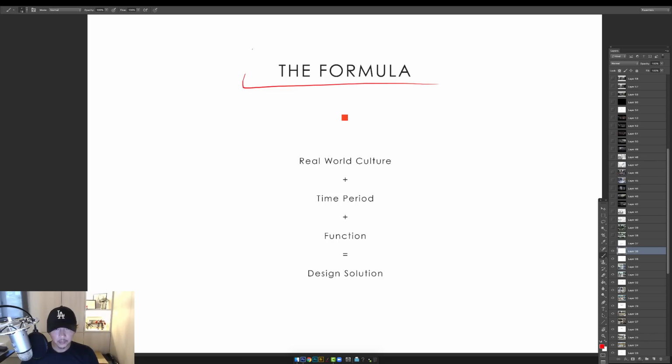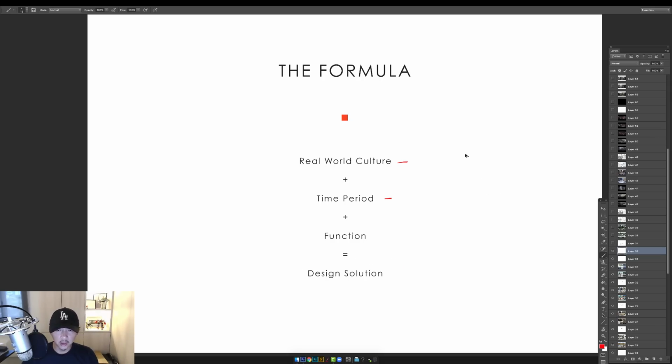So here's the formula. This is where it all comes together. Real world culture plus time period plus some kind of function gives you the design. So in cases like real world castles, for real world culture, you pick England. Time period, 1500s. Function, protect the Lord. Therefore you have a castle. Boom, design solution. If you want to do the one in episode 94, the real culture is Japan. Remember we did Japan? Time period is the Edo period, 1600s. Function, to live in a very cold environment. Boom, I have to come up with a design solution.